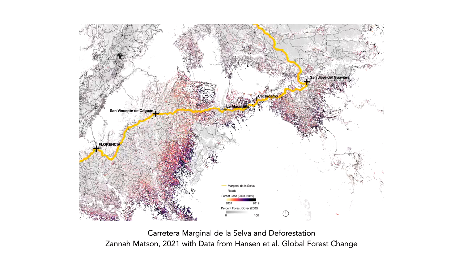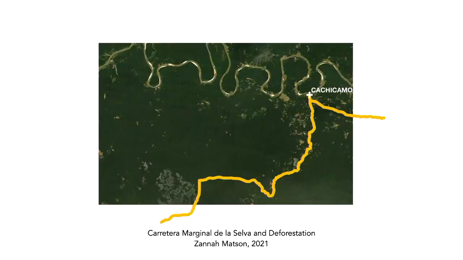And so then, thinking about how this space and how this deforestation happens at an even smaller scale, I'll dive into a way that maybe makes it even more visible. I'm going to show you some of these aerial views of change in forest cover along Marginal de la Selva, just outside of a town called Cachicamo. Cachicamo is an interesting place.